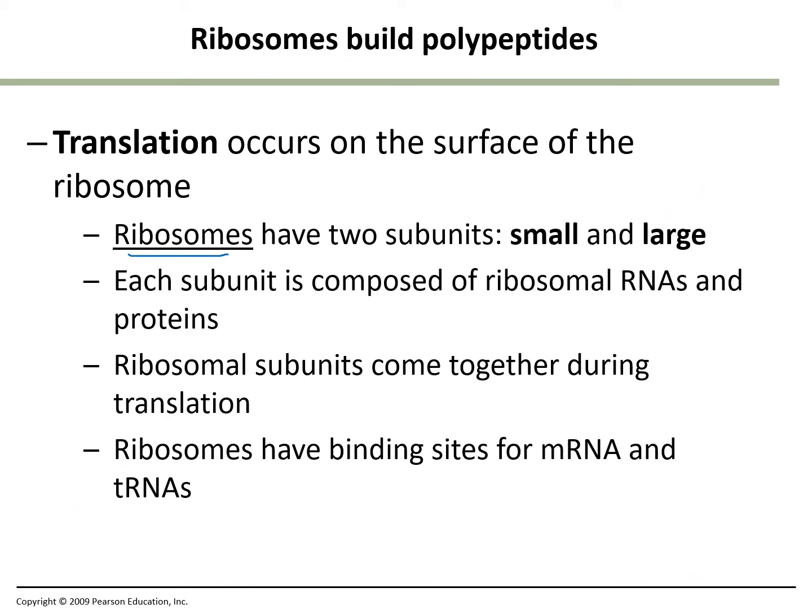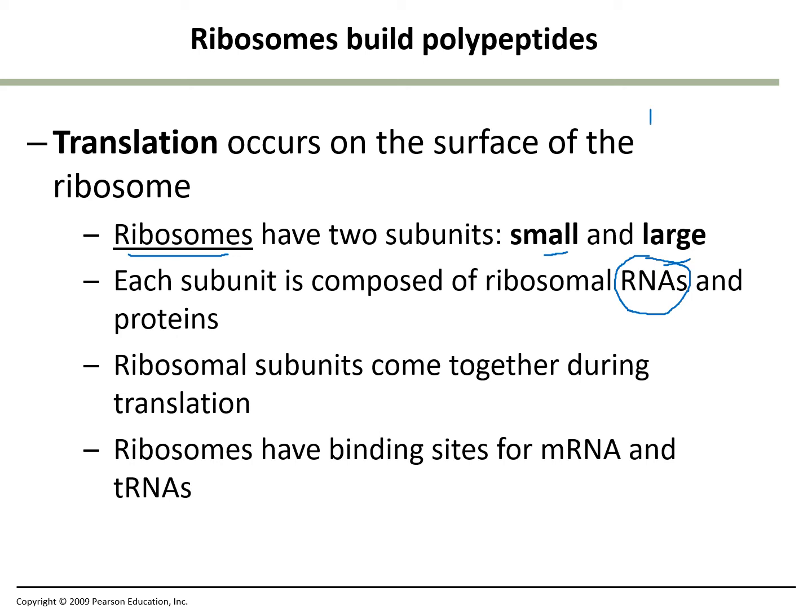So translation occurs on the ribosomes. We've all learned that the ribosomes are the place of protein synthesis. A ribosome is a small organelle. It's not bounded by a membrane. It has two components, a small and a large subunit. They're composed of ribosomal RNA, so that's another RNA.